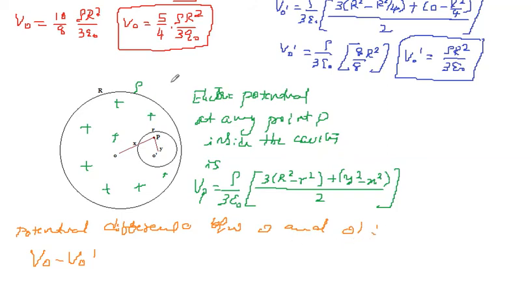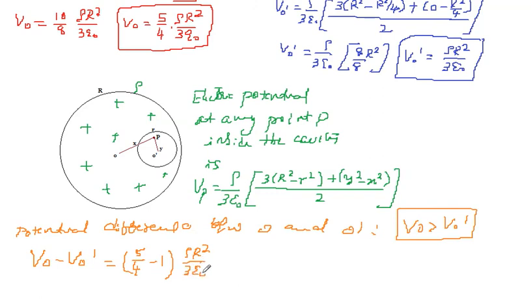One thing you must know, since rho r square divided by 3 epsilon O is here as well as here, and extra 5 by 4 is here, which is more than 1. So that means VO is more than VO dash. Okay. So that means this term is positive. What happens if you subtract these two? Only 5 by 4 minus 1 will lie inside the bracket, right? And rho r square divided by 3 epsilon O will be left outside the bracket, you know.